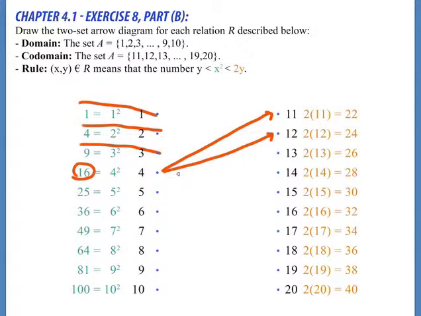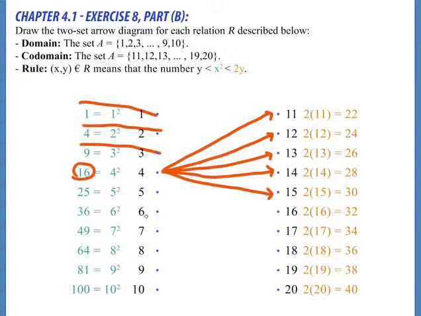It's greater than 13, but it's less than 26, so we can also connect that. 16 is greater than 14, and it's also less than 28, so we can also connect that. 16 is greater than 15, and it's also less than 30, so we can connect that. But 16 is actually equal to 16, so we can't connect any more of domain 4 to any of the codomains.